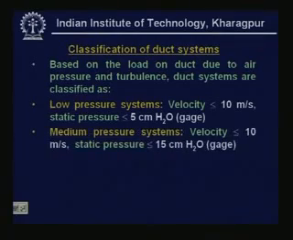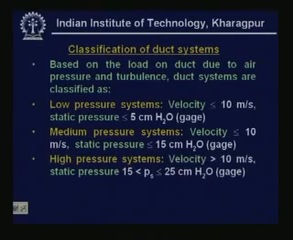Then you have medium pressure systems where the velocity is still less than or equal to 10 meter per second, but the static pressure is between 5 centimeter to 15 centimeter of water. Then finally you have high pressure systems where the velocity is greater than 10 meter per second and the static pressure is between 15 to 25 centimeters of water column. Okay, so this is how normally the air conditioning systems are classified.